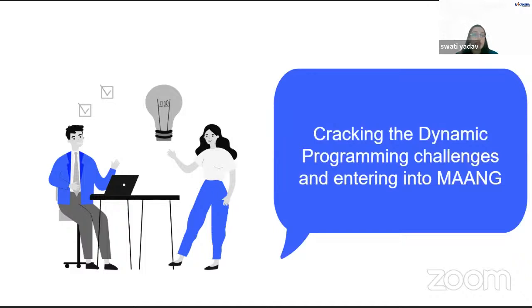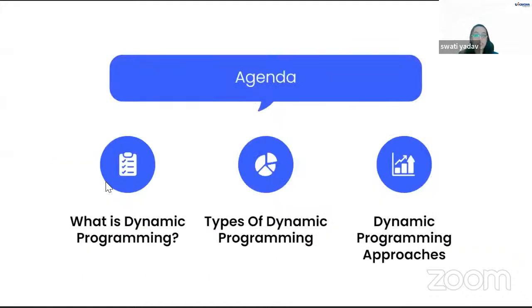Although people make a very big deal about how scary DP problems are, there's really no need to be afraid of them. In fact, once you get the hang of them, these can be very easy problems to solve. Before I start, the agenda of today's session is to get familiar with what dynamic programming is, the types of dynamic programming available, and the approaches. Apart from this, we are going to take a look at 2 to 3 examples of how we can solve dynamic programming problems.